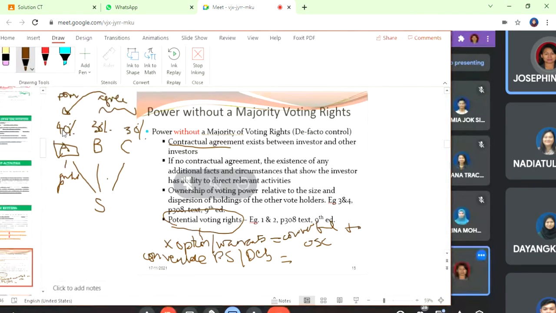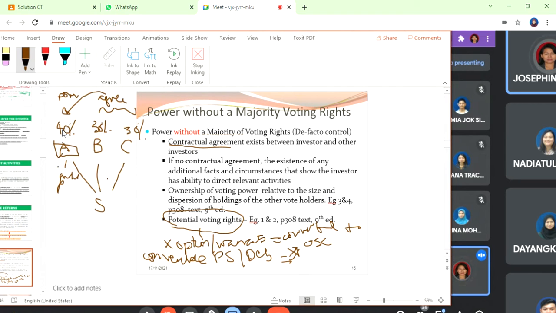You have convertible preference shares and redeemable preference shares. Convertible preference shares, or convertible debentures, are preference shares that can be converted into ordinary share capital at a certain period of time. There is a certain period of time and an option to be converted.